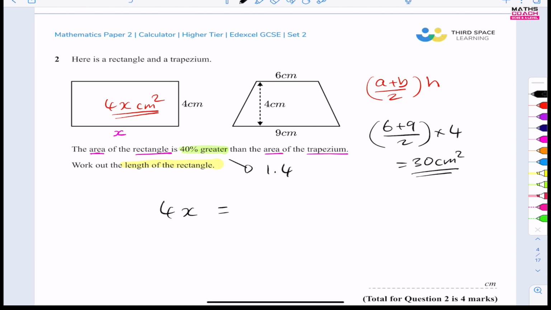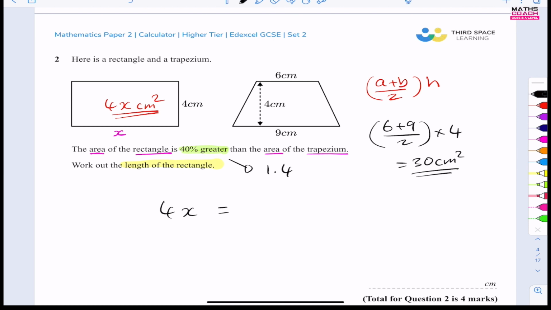Okay, if you need help understanding multipliers, I do have a separate video on percentage multipliers on the channel, so you can look that up. Because it's 40% greater, we add the 40% to the 100% and we get 140%, and then we divide that by 100 to give us 1.4.